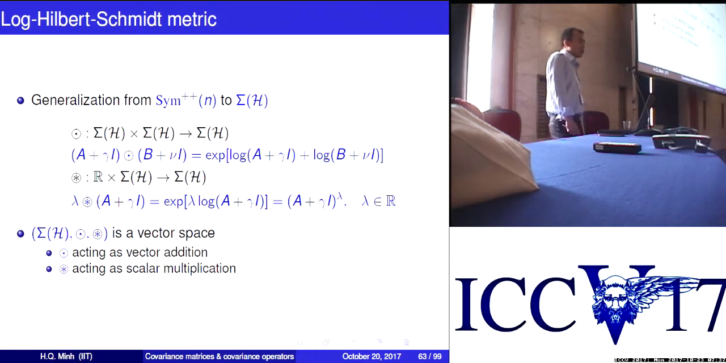So remember that we were talking about these two operations, the O dot and the star operations, in the case of the SPD matrices. In the same way, we can do it in the infinite dimensional setting, except that instead of doing AB, we have A plus gamma I O dot B plus nu I, exponential of the log of A plus gamma I plus log of B plus nu I, and the same for the star operation. Now, if we do this, the set of Sigma H, where A plus gamma I is greater than zero, with the dot and the star operations, is a vector space. As I said, it's the same thing, with the O dot acting as vector addition and the star acting as scalar multiplication.